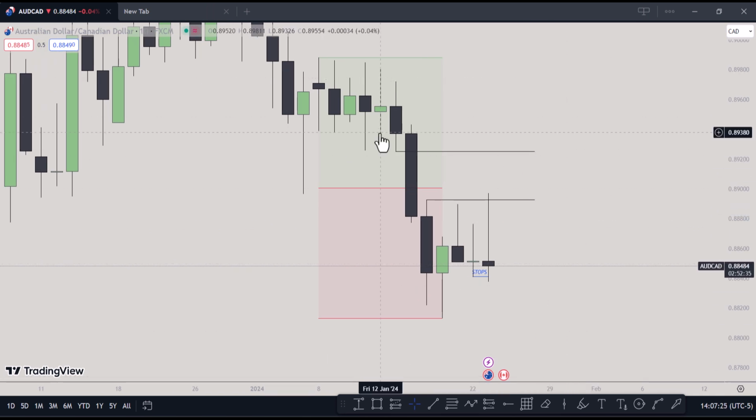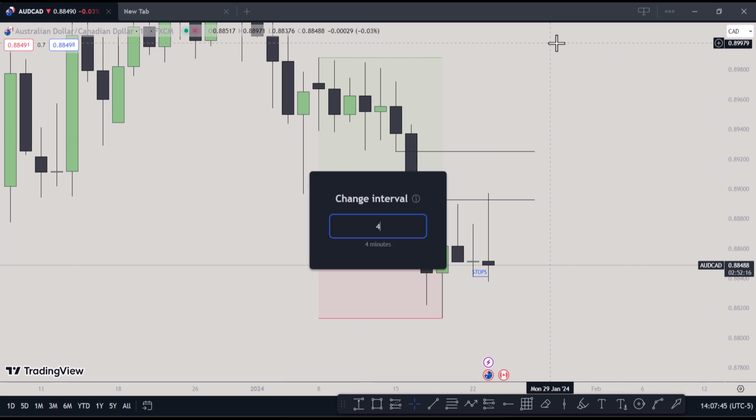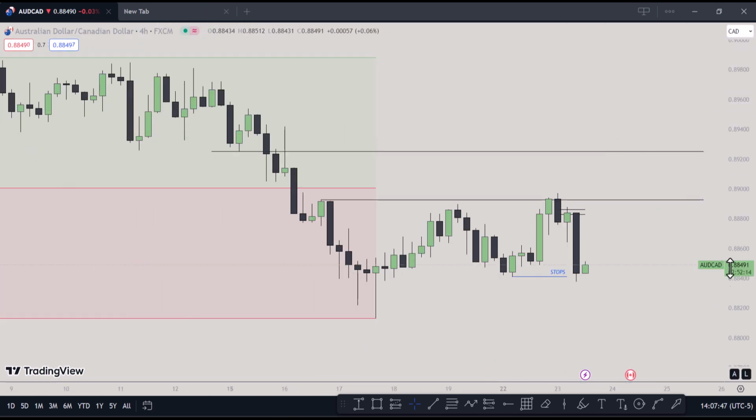And let's move on quickly to the confirmation. As you all know, I always wait for 3 confirmations from 3 different time frames. This is the first time frame. Now let's confirm it. Let's go to the 4-hour and see what's going on.